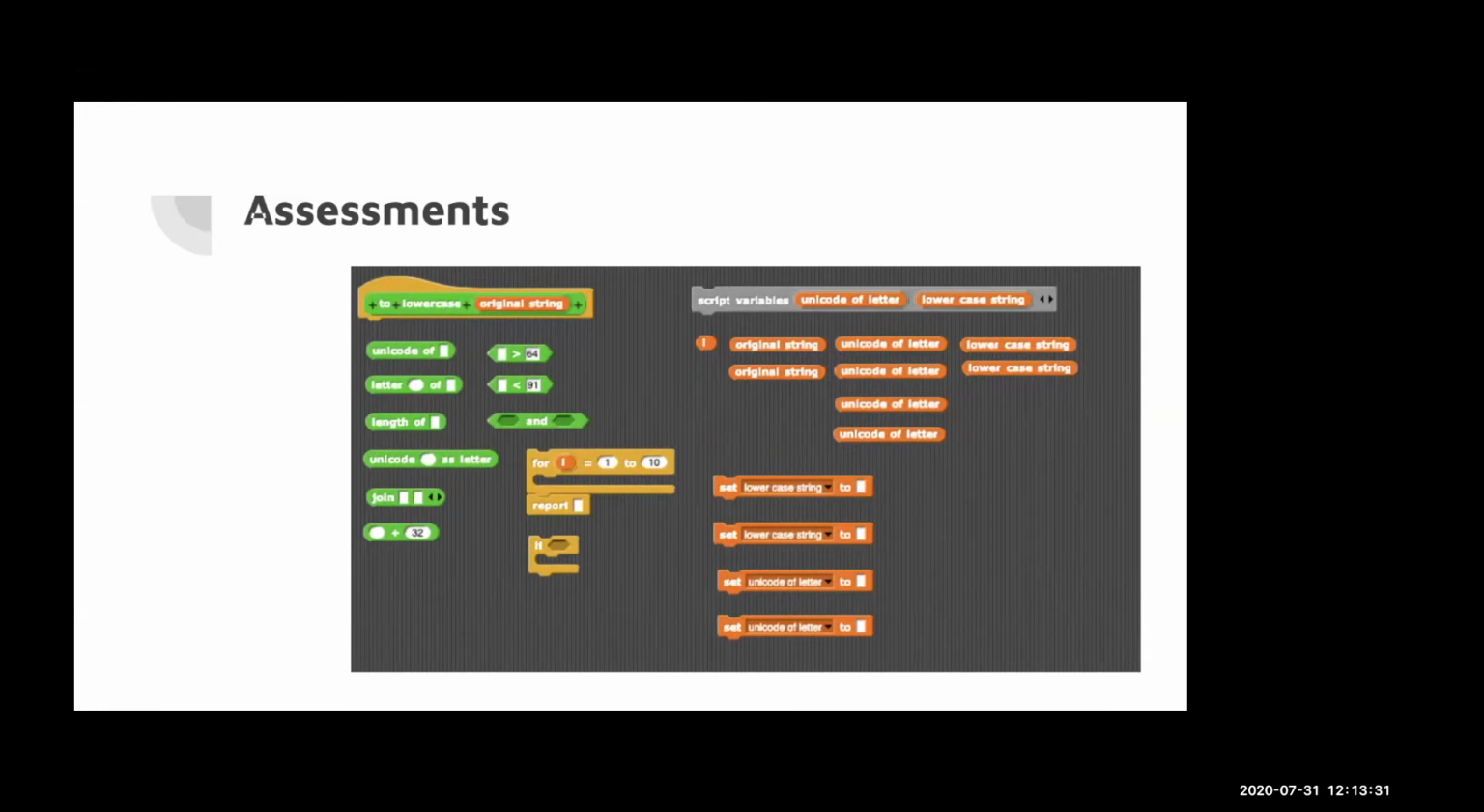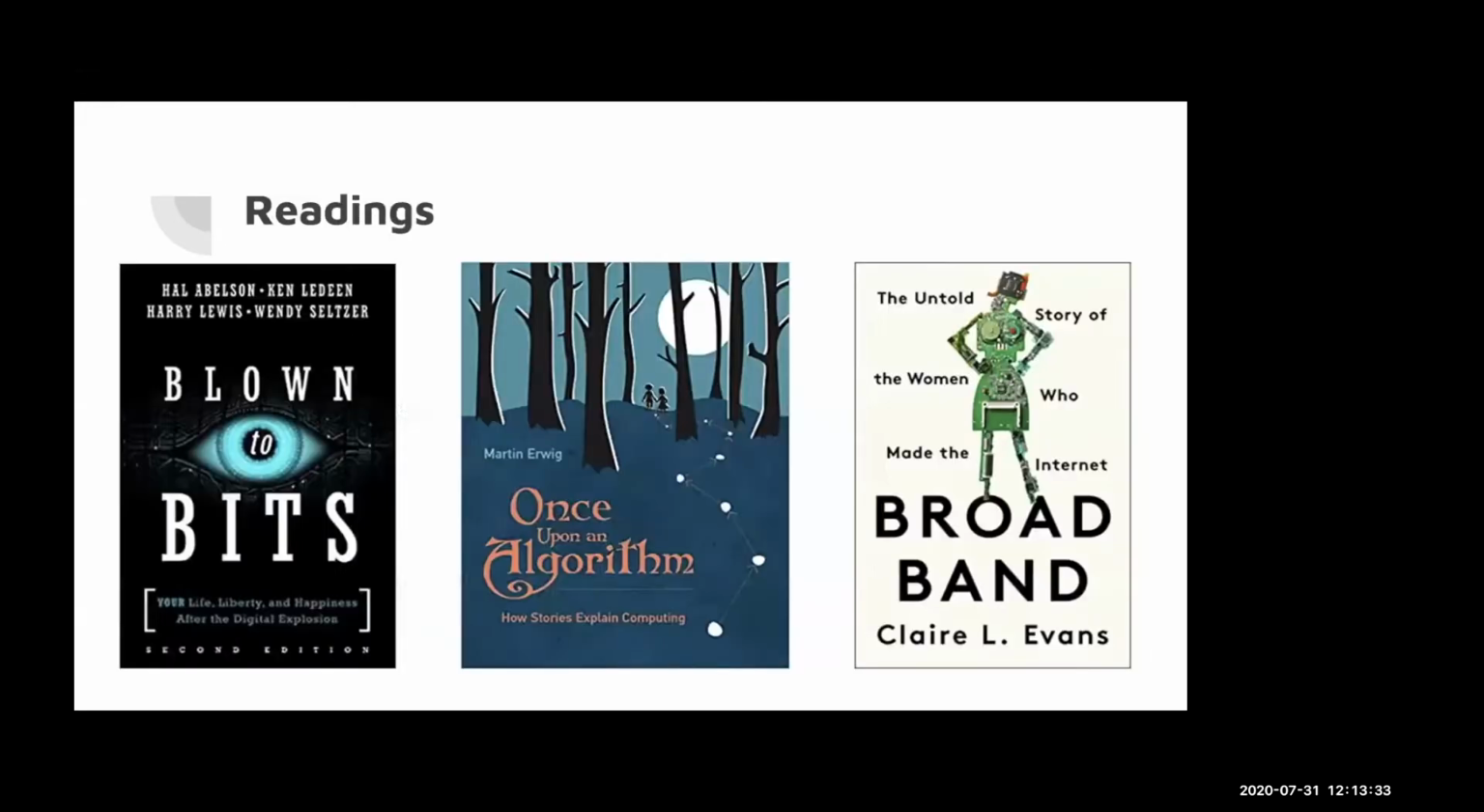I'm going to continue with readings. We departed from the standard BJC approach with our assigned readings. So the primary textbook in the BJC is Ken Leedon, Harry R. Lewis, and Hal Abelson's Blown to Bits, Your Life, Liberty, and Happiness After the Digital Explosion. Now the chapters provide coverage of legal and social topics ranging from copyright law to cryptology.